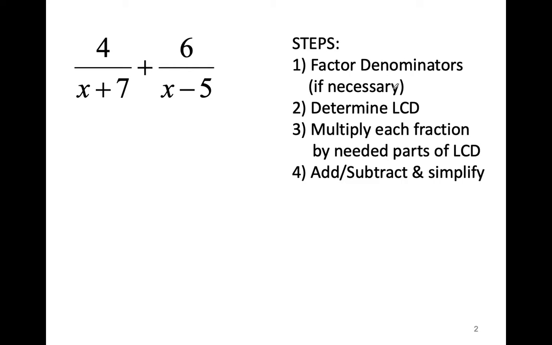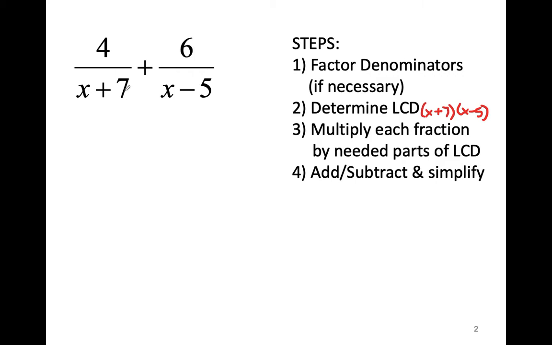So our next step is we need to determine what's going to be our lowest common denominator. Well, I'm going to take each part of the denominator. So when I look at my denominators, one of my denominators is x plus 7. My other denominator is x minus 5. So my lowest common denominator is going to be both of these factors multiplied together. So now step number 3 says, let's multiply each fraction by the parts we need in the least common denominator.